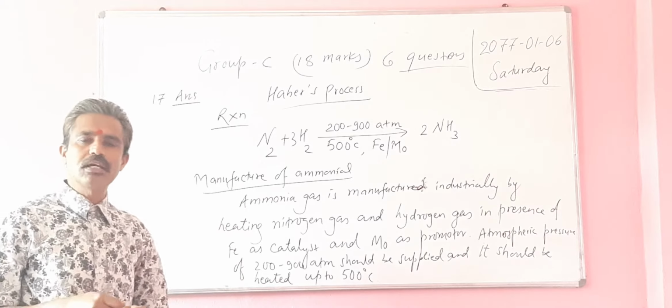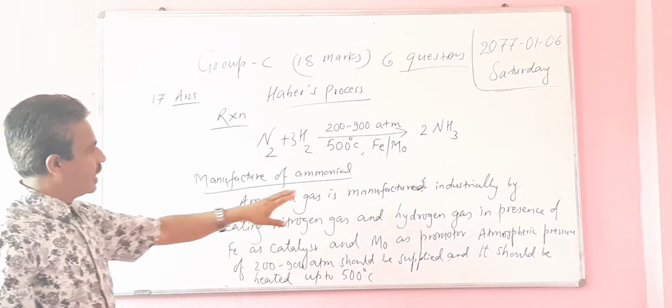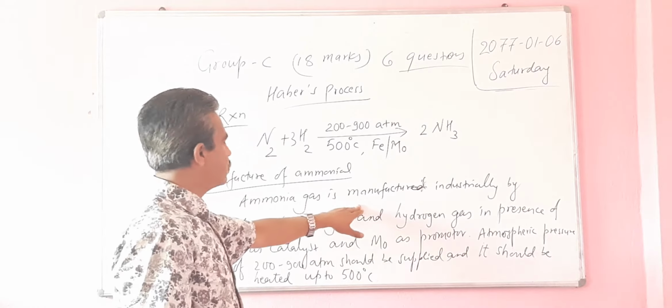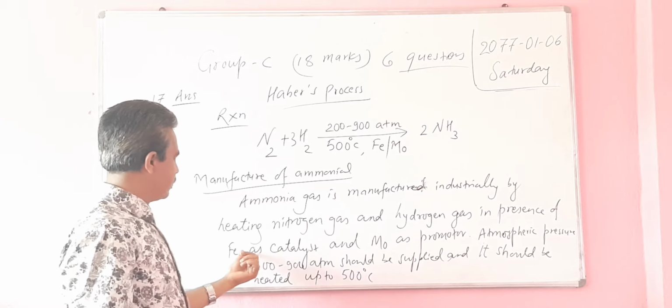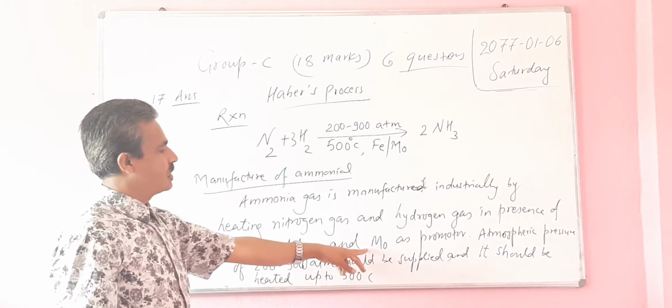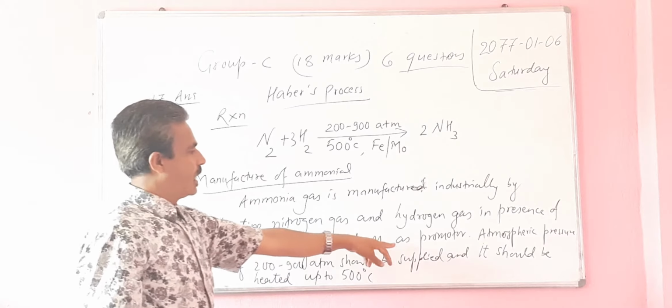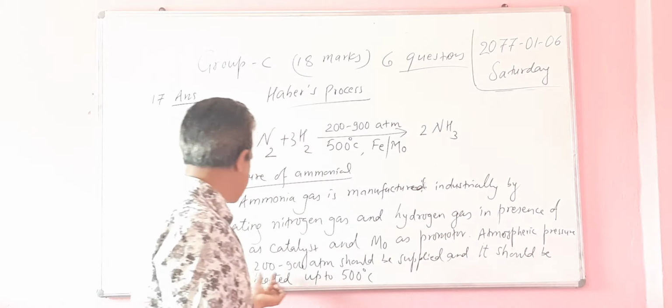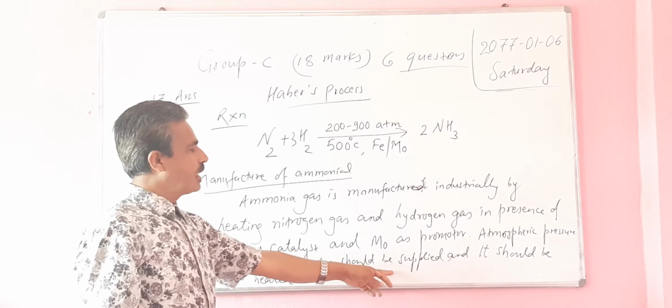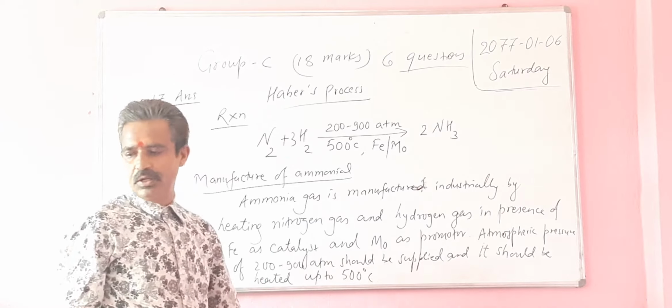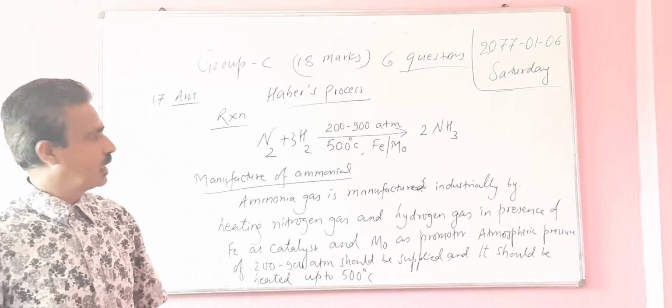So you need to explain well. Ammonia gas is manufactured industrially by heating nitrogen gas and hydrogen gas in presence of Fe as catalyst and Mo, molybdenum, as promoter. Atmospheric pressure of 200 to 900 atm should be supplied and it should be heated up to 500 degree centigrade.